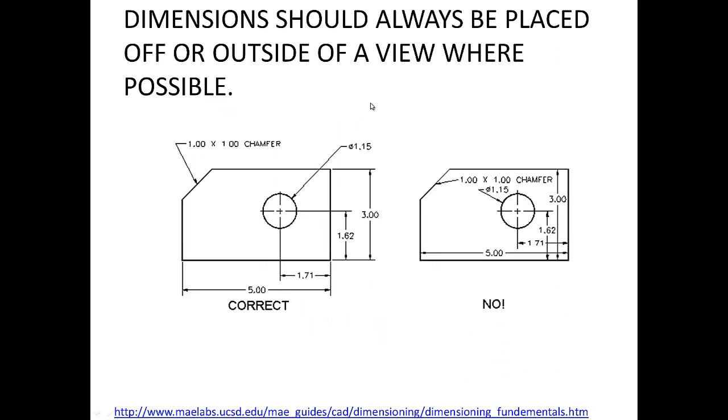Dimensions should always be placed off or outside of the view wherever it's possible. So this is a nice, neat way to do it. Short first, bigger one last, and short then the bigger one. And then arrange them. It's nice when you have 45 degrees. If you cannot do the 45 degrees, then 30, 60 will be fine. But this is a little bit messy because they're overlapping, they're inside, and it's really hard to read these kinds of dimensions.